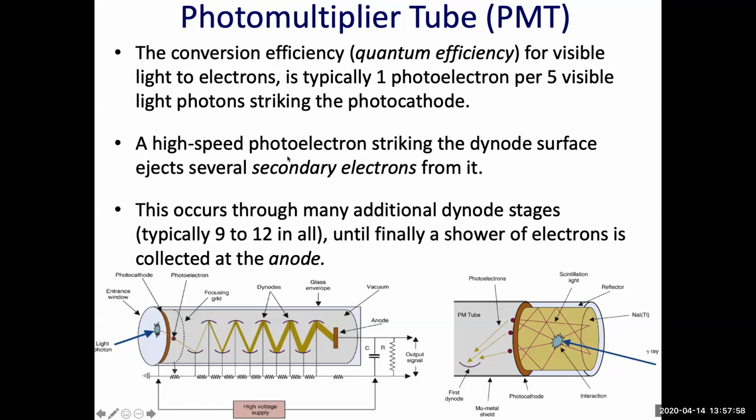A high-speed photoelectron striking the dynode surface ejects several secondary electrons from it. This occurs through many additional dynode stages, typically 9 to 12, until finally a shower of electrons is collected by the anode, and we get the output signal.